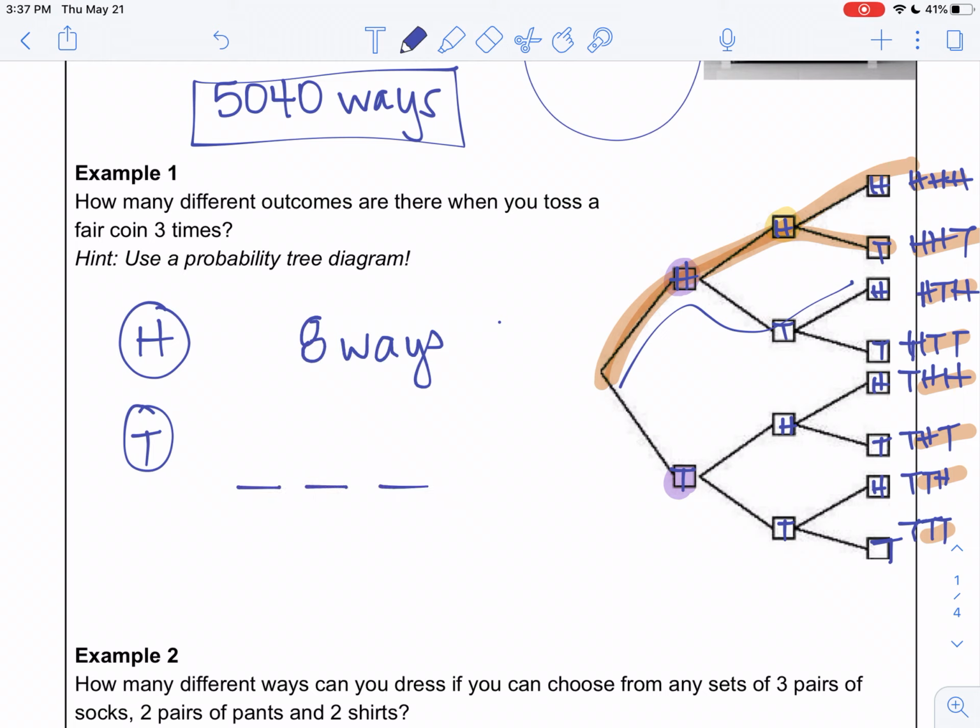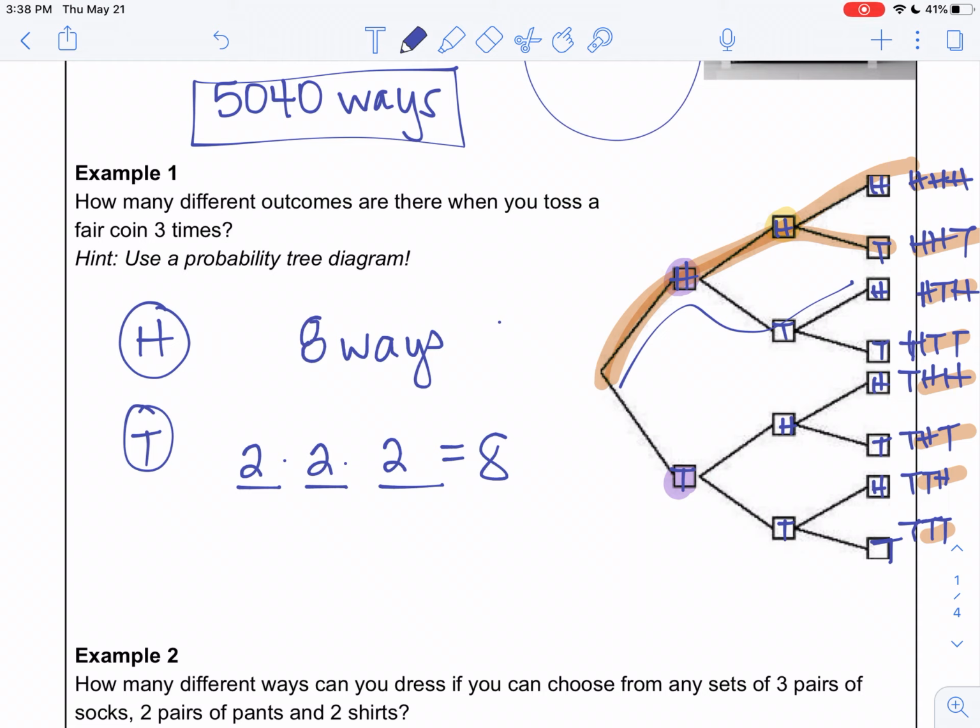If you're just trying to figure out how many different outcomes there are, the first time you toss the coin, there are 2 possible outcomes. The second time you toss the coin, there are 2 possible outcomes. And the third time there are 2 possible outcomes. 2 times 2 times 2 gives us 8. So there are 8 possible outcomes.